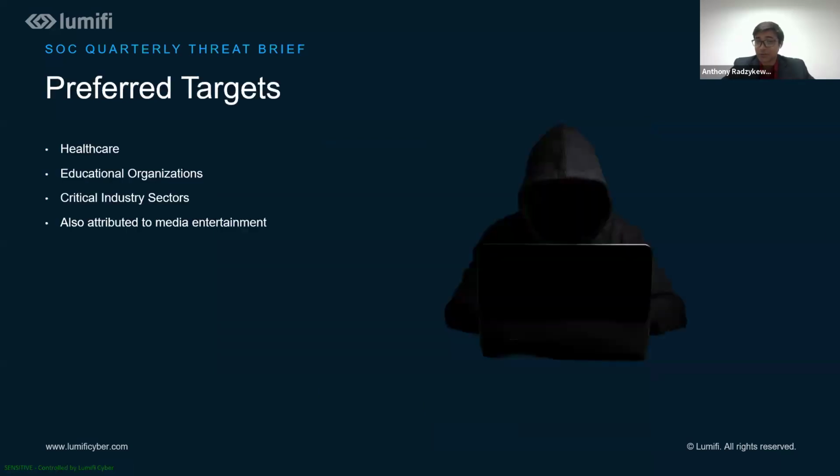Now, who are their preferred targets? They go after healthcare. They go after educational organizations, so any schools. They go after critical industry sectors, such as police departments, fire departments, right? Historically, even ransomware groups would say, yeah, we're not going to touch that. That's their focus. They're like, no, we're going for it. And they are also attributed to a giant media conglomerate, so they're going after media as well.